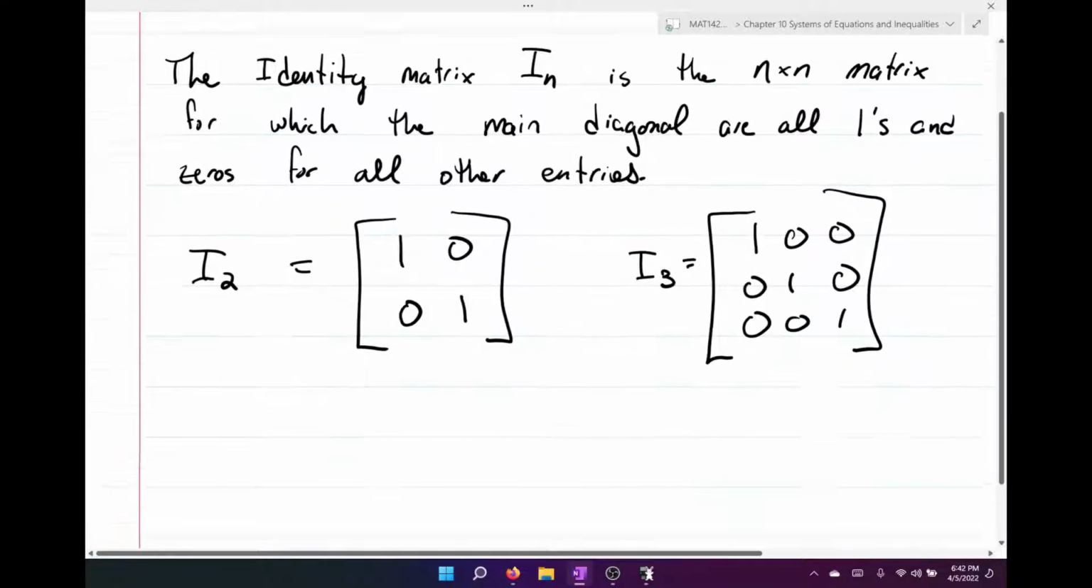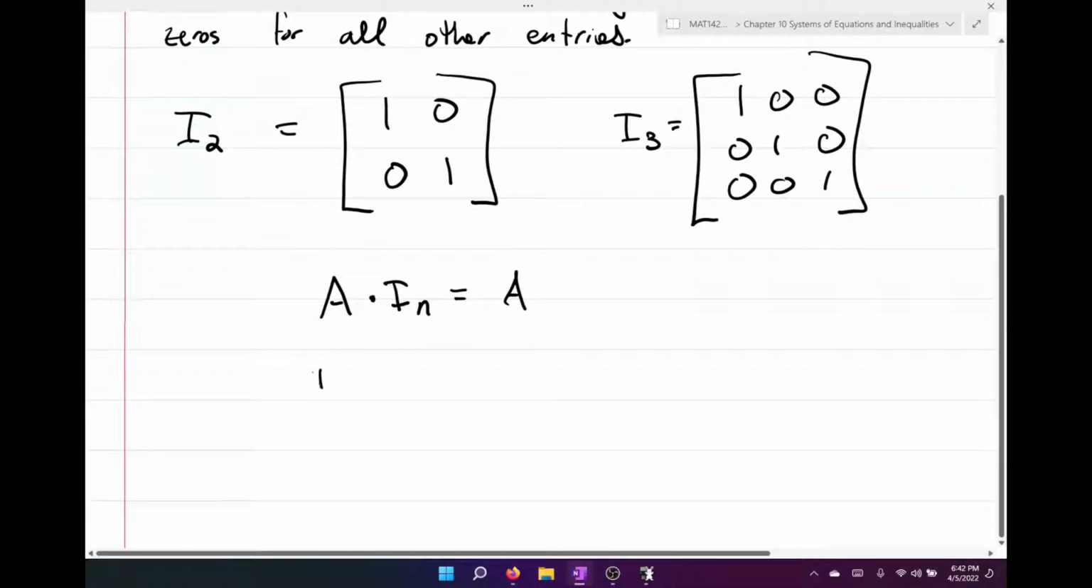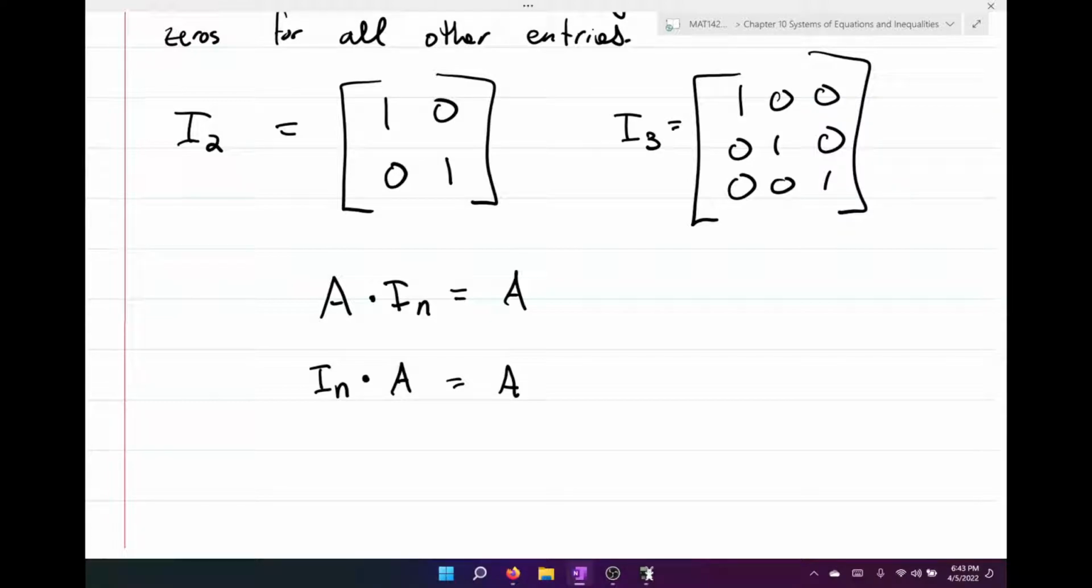Now, we call this the identity matrix, and that's because if we were to take any matrix A and multiply it by its identity, you get the matrix A back, okay? Also, if you were to multiply the identity matrix times A, you would still get A back, all right? So when you multiply the identity matrix, you could do it on the left side or the right side. And yes, you heard me say that correctly. You can left multiply or right multiply.